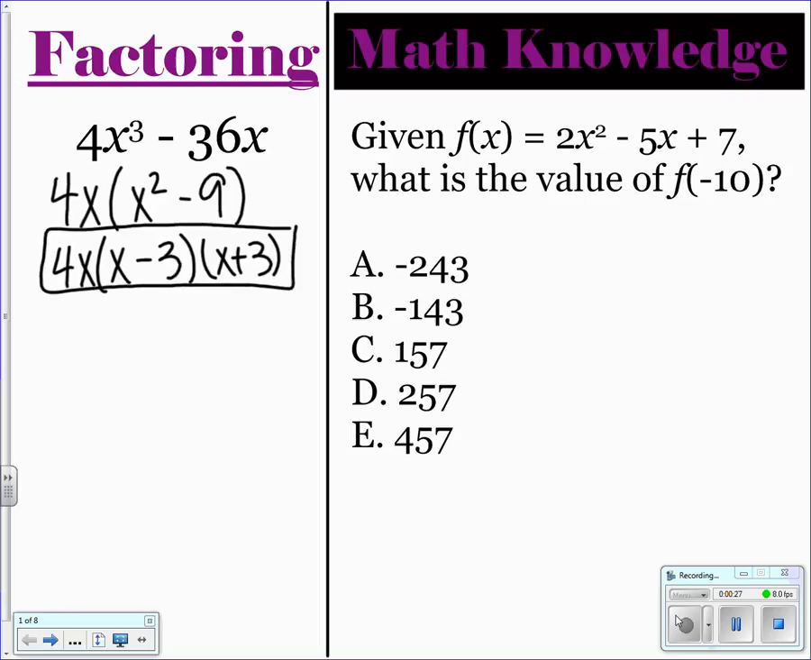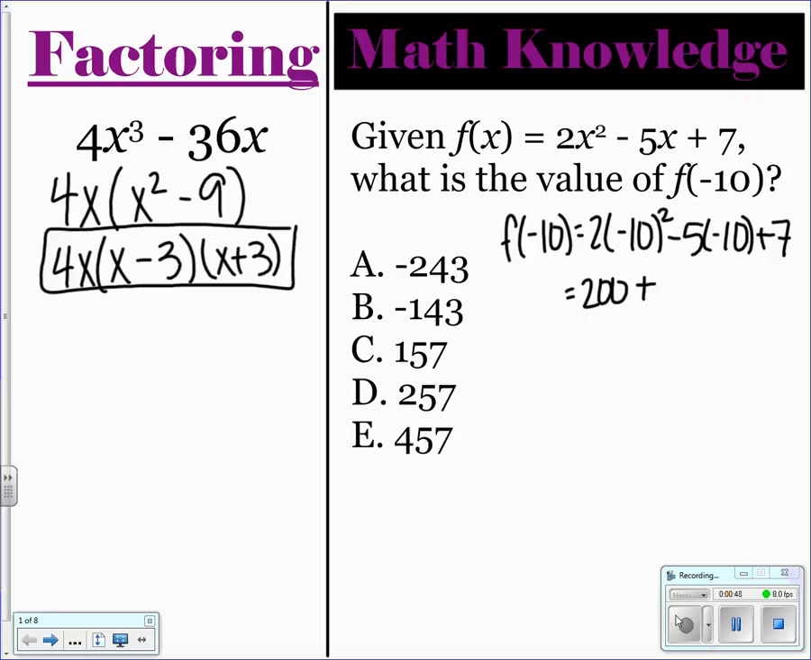For the math knowledge question, they give us a function and they ask for the value of f of negative 10. So to get f of negative 10, we're going to plug in a negative 10 everywhere we have an x. And so negative 10 squared is 100, times 2 is 200. Negative 5 times negative 10 is a 50, and then we have plus 7. So that would give you 257, which would give you D for your answer.